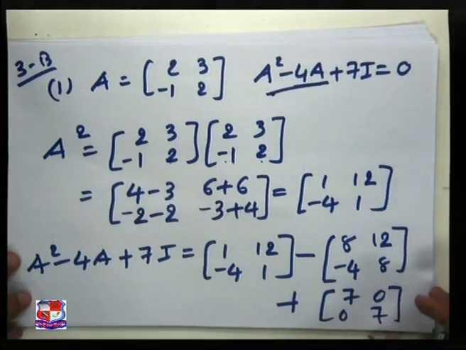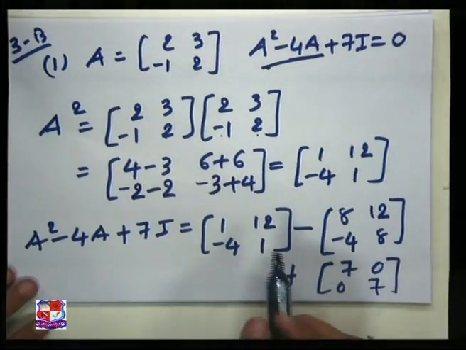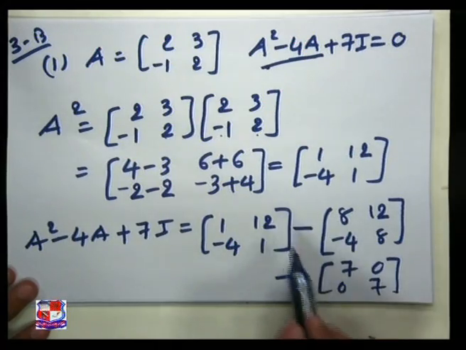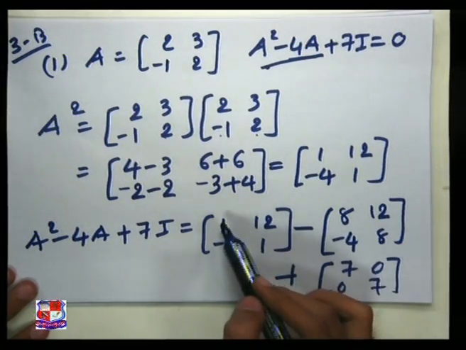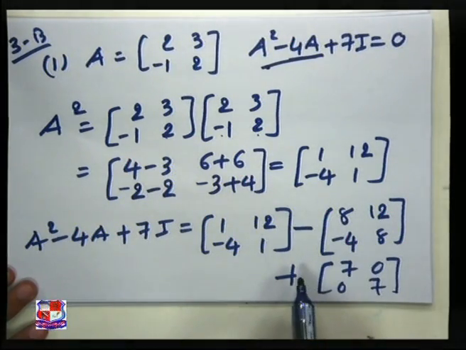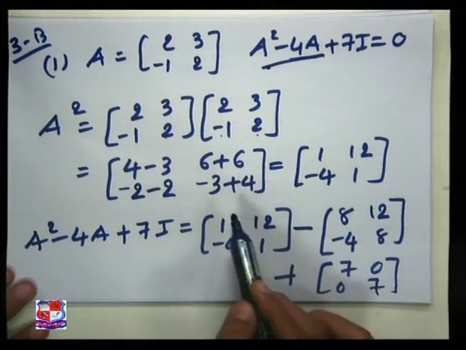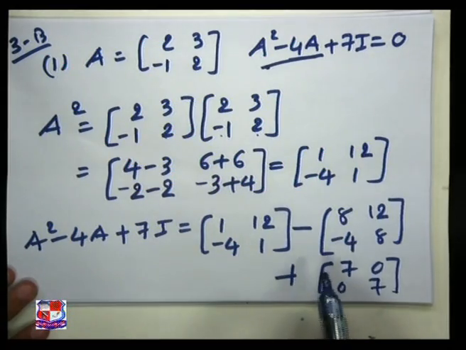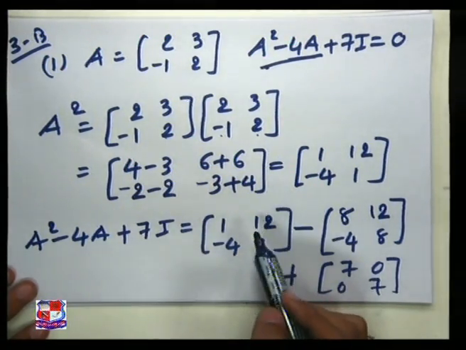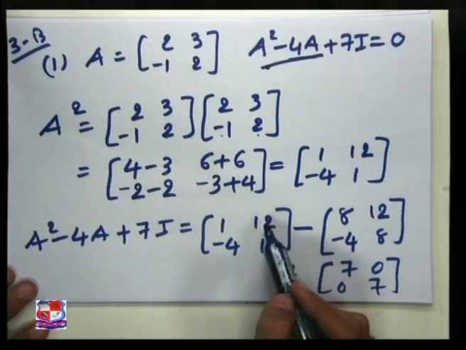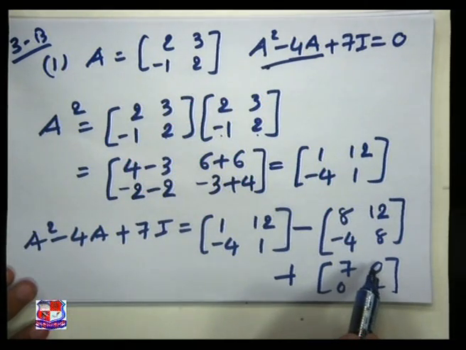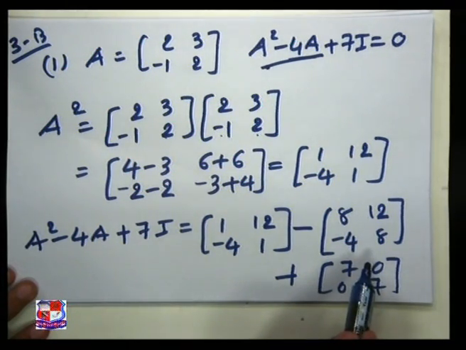If we look at this and add and subtract these three matrices, then for the first element I get 1 minus 8, that is minus 7, plus 7. So 1 minus 8 plus 7 will be 0. So the first element is 0. In the same way for the second element, 12 minus 12 is 0, plus 0 is 0. So the second element is also 0.